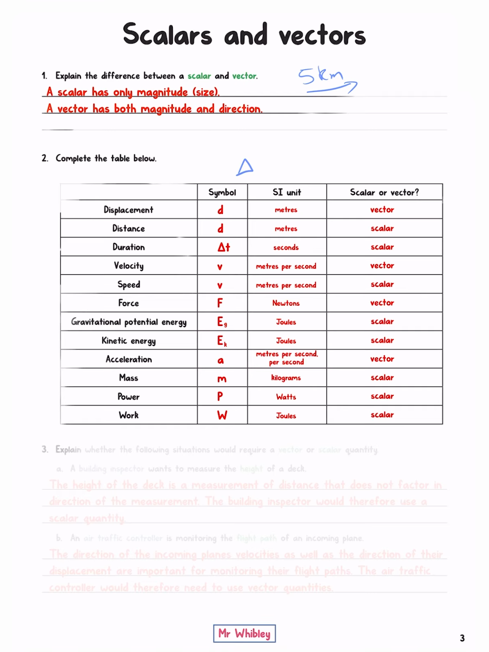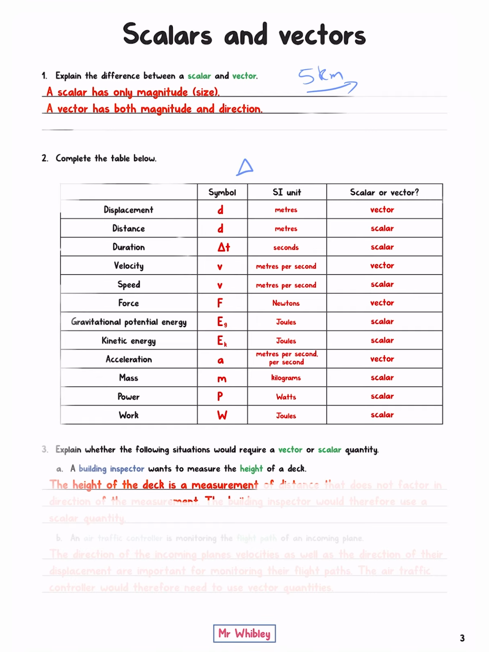Question 3. Explain whether the following situations would require a vector or scalar quantity. A building inspector wants to measure the height of a deck. The height of the deck is a measurement of distance that does not factor in the direction of the measurement. The building inspector would therefore use a scalar quantity. In other words, if you're measuring the height of something, the direction that you measure it isn't important, as long as you are, of course, measuring vertically.